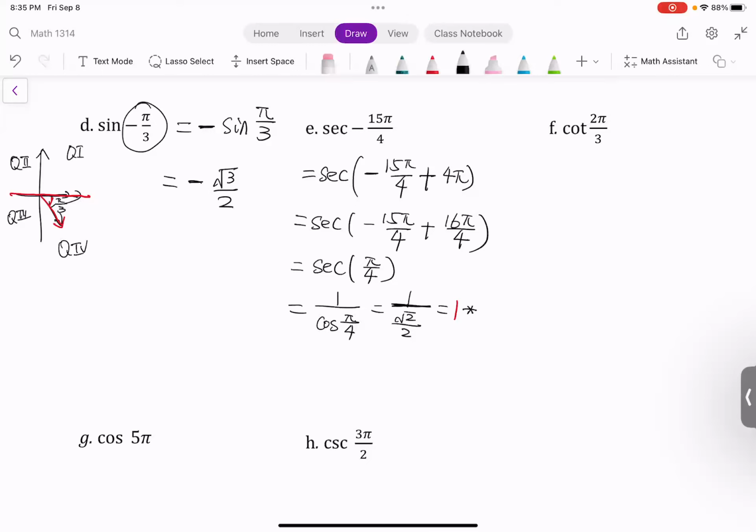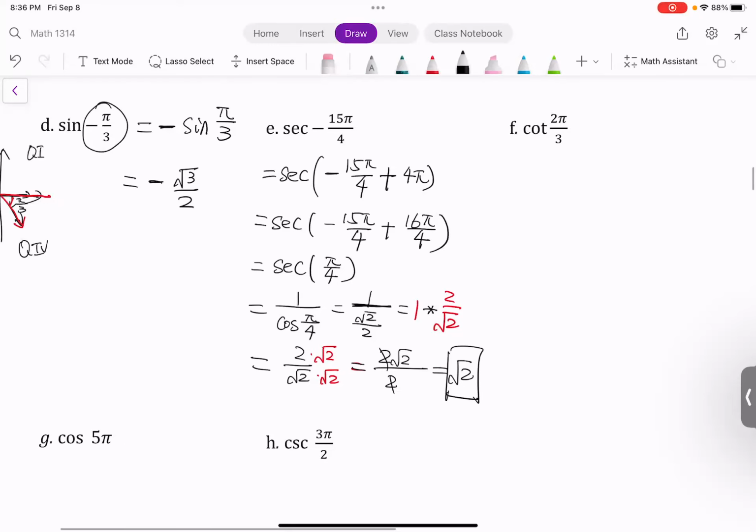Flip the bottom fraction. I'm having 2 over square root of 2. We need to rationalize this expression, multiplying square root of 2 on top and bottom. I'm having 2 square root of 2 over 2. The 2s cancel, so the solution is square root of 2. This one we use a lot of space.